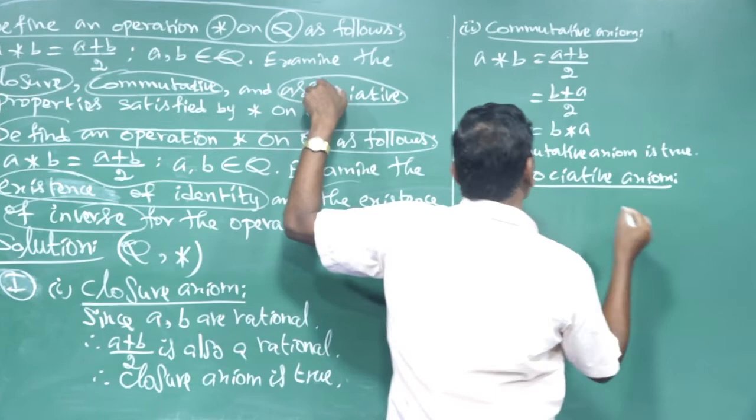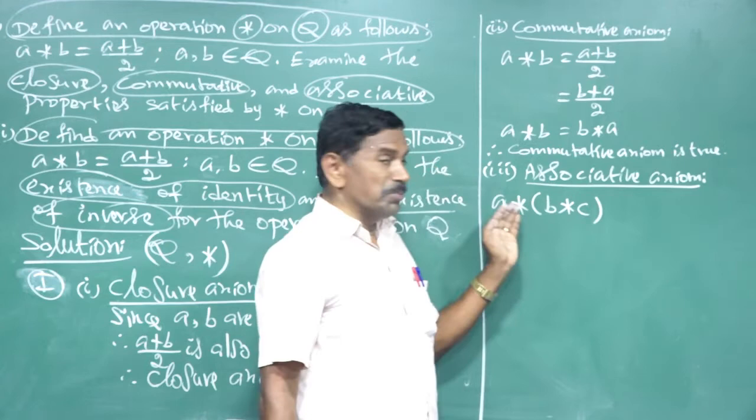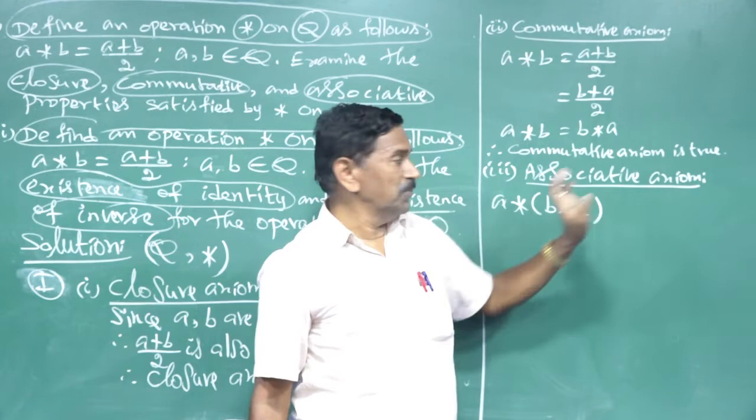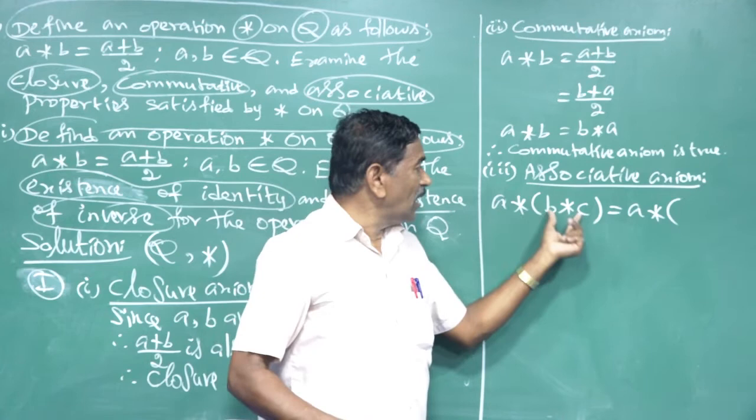Now, to prove associative axiom, we want to select three elements. Listen, the three elements, A star B star C. We know that the associative axiom is (A star B) star C equal to A star (B star C). So we want to prove that result. Now, which is equal to A star, bracket. First, we complete the bracket answer. See, we are taking the LHS of the associative. Now, A star fixed. Complete the bracket answer.